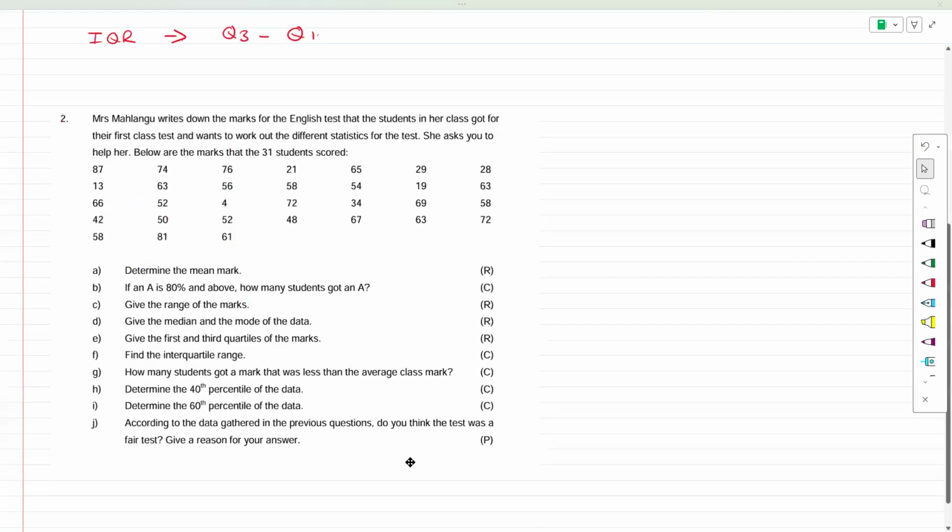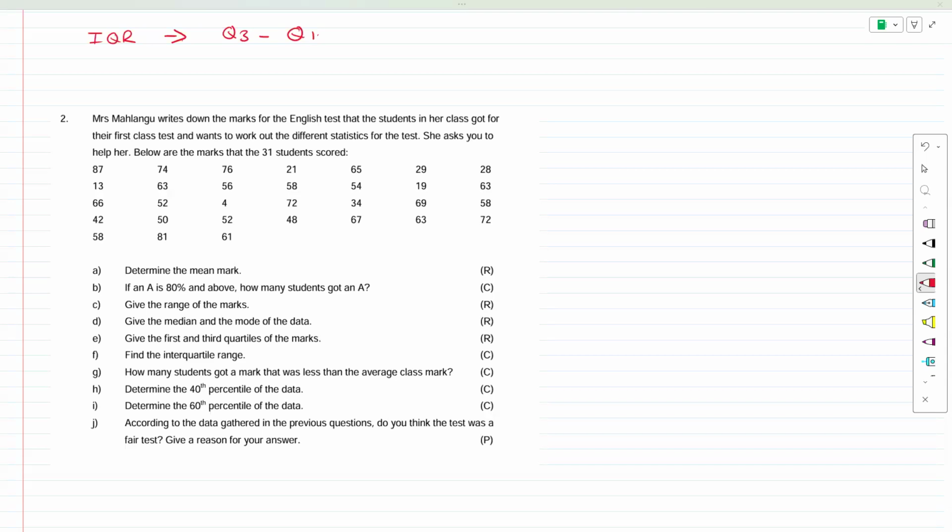Right, so we will do a few questions just to learn stuff. It says this person writes down the marks for an English test that students in class got for their first class test and wants to work out different statistics for the test. She asked you to help her, and below are 31 students' scores. Generally, it is quite simple to deal with questions like this, but it also becomes quite annoying later on.